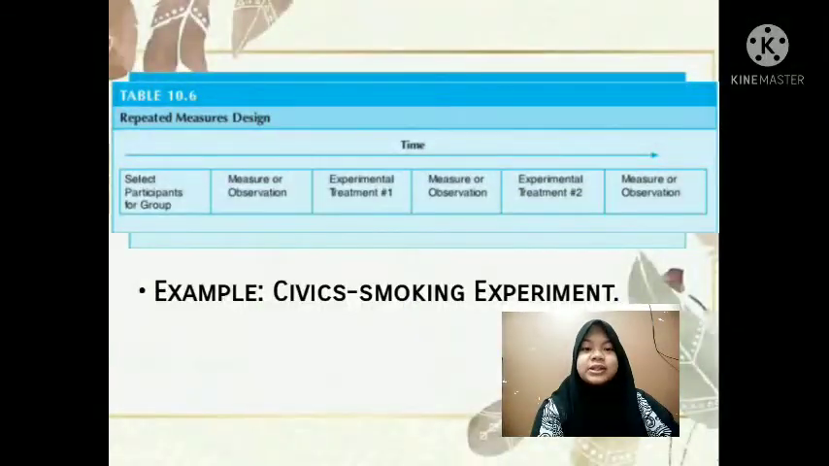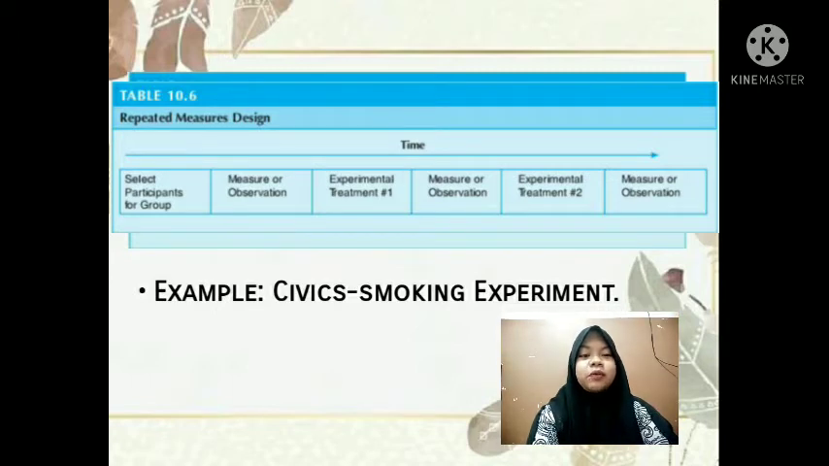After selecting participants, the researcher decides on different experimental treatments to determine the effect of each on one or more outcomes. An outcome measure or observation follows the first experimental treatment, and then a second outcome measure or observation is taken following the second experimental treatment. Variations in outcome measures are then assessed for differences from treatment to treatment.